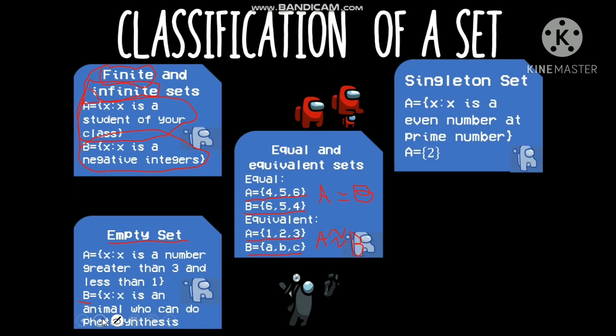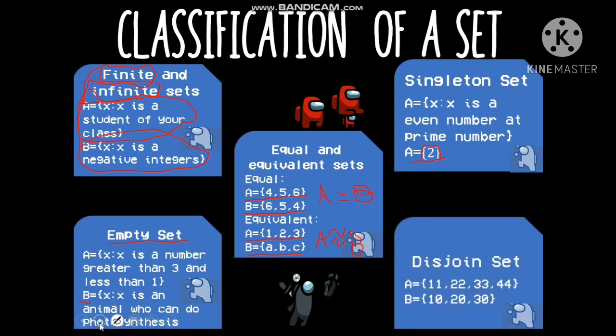Let's move to the next classification of a set. There is a singleton set. Consider the following set: there is only one even prime number, 2. Such a set is said to be a singleton set because there is just one element. The next is disjoint set. Two sets are disjoint if they don't have any common element. Okay, the example is in here.